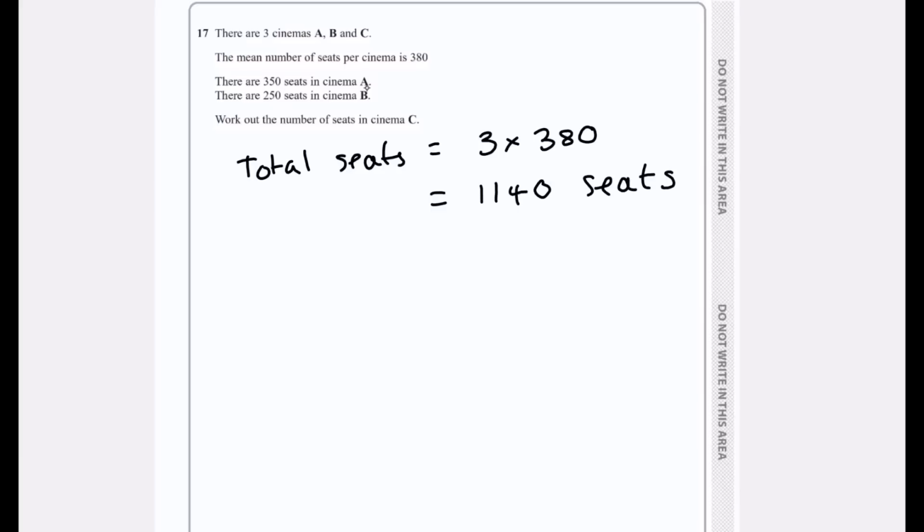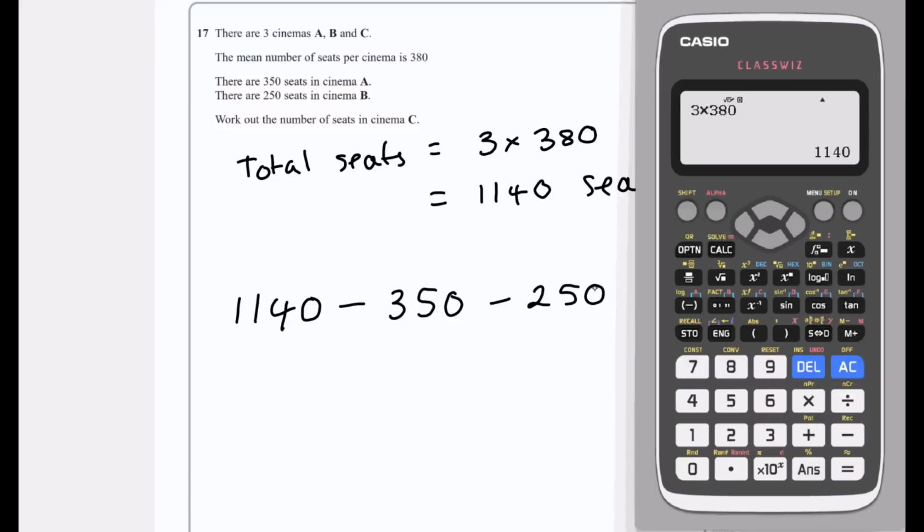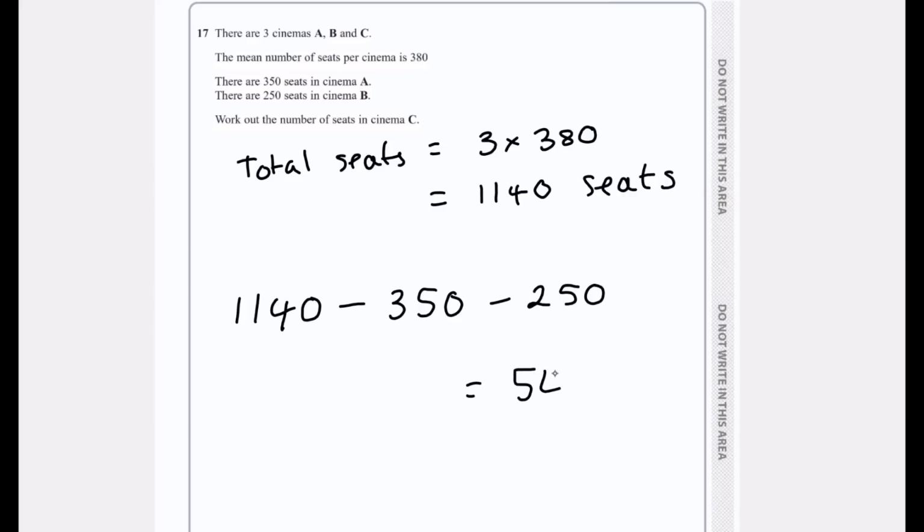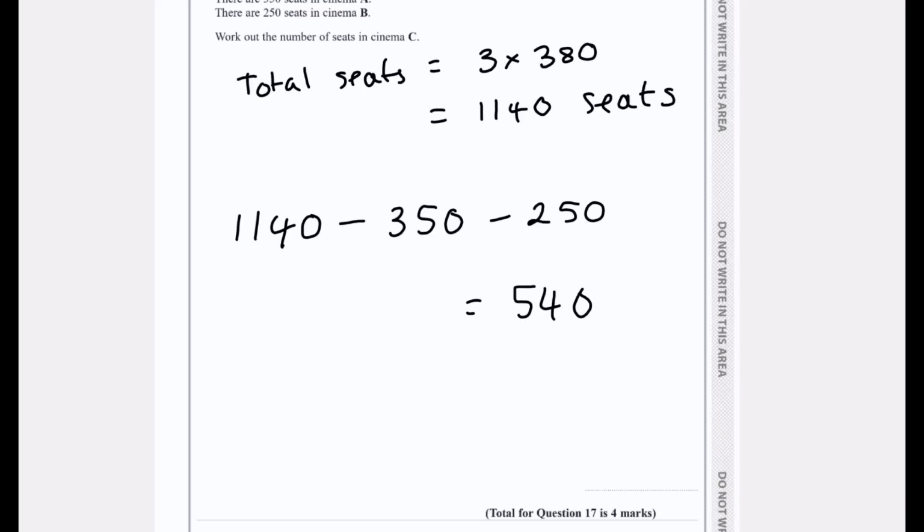There are 350 in A, 250 in B. How many are in C? So 1,140, take away the 350 and the 250. And we get 540. So there are 540 seats in Cinema C.